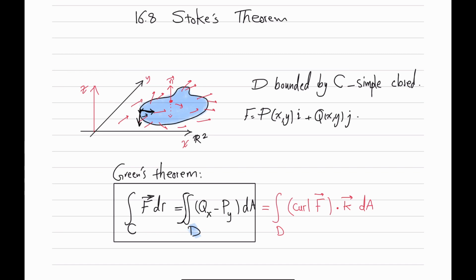In fact, it's actually just curl of F, but since curl of F by definition is a vector, and if we view F as a vector in 3 dimensions, then curl technically is Qx minus Py times the vector k. So it's a vector which has 0 j component, 0 i component, and k component is Qx minus Py. So for the equality here to hold, I have to dot product with k to get rid of the vector part of that.